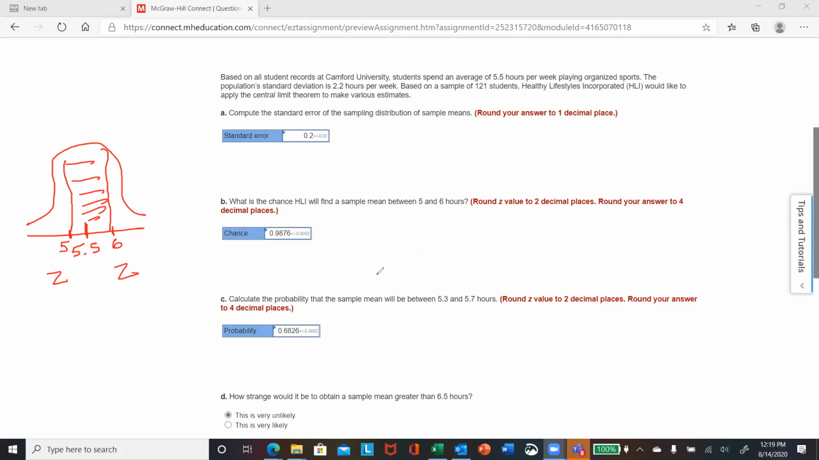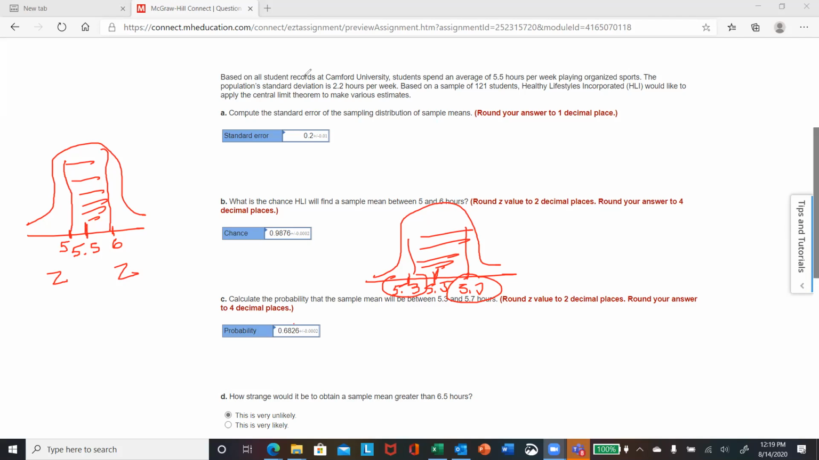Letter C, they want between 5.3 and 5.7. So again, if that's 5.5, you can map out 5.3 there and 5.7. Get the two z values again, add the two areas together, and then you should come up with this 0.6826.